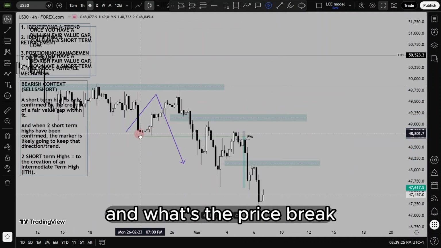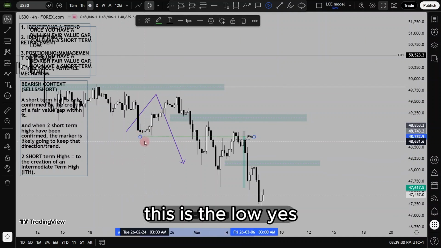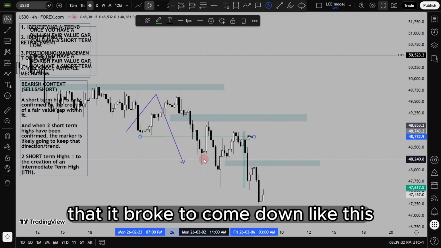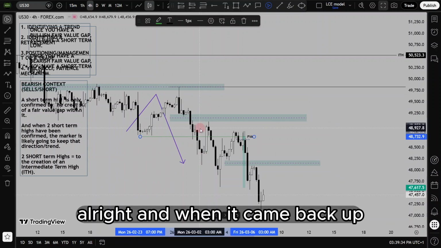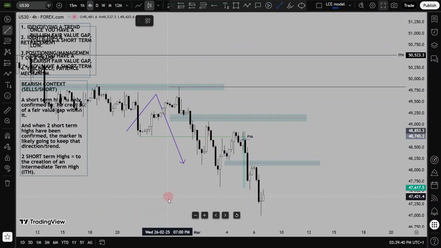That was the structure to show that price is going down. And what did the price break? What low did the price break? Can you see it? This is the low that it broke to come down like this. All right. And when it came back up, what low did it break again? This low, right?